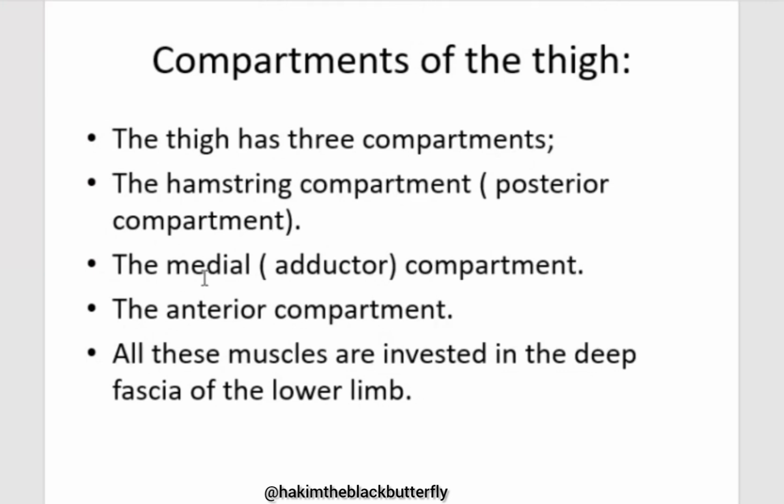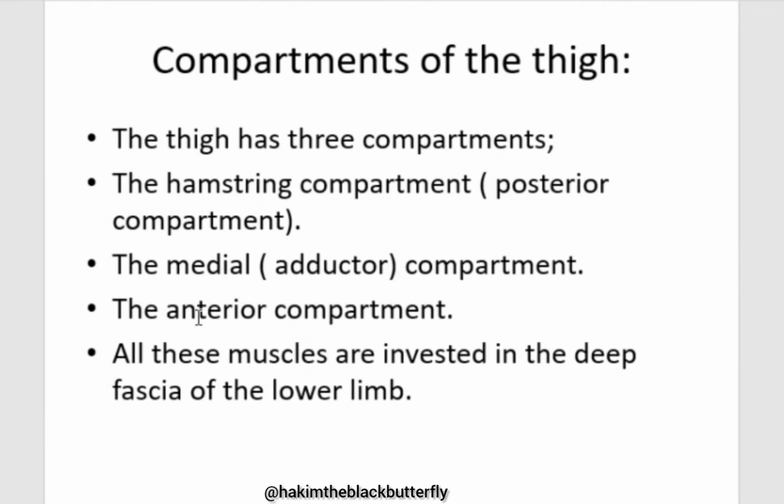The muscles of the medial compartment are pectineus, adductor longus, adductor brevis, adductor magnus, and gracilis. Those muscles adduct the thigh at the hip joint. All of them are supplied by the obturator nerve, with the exception of the hamstring portion of the adductor magnus. Then the anterior compartment of the thigh, we saw iliopsoas, the quadriceps, and the sartorius muscle.